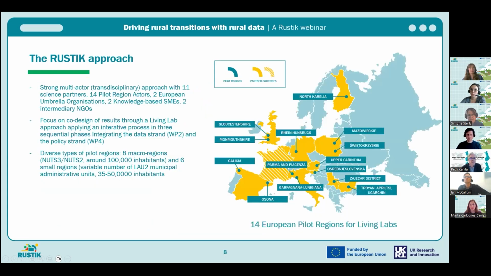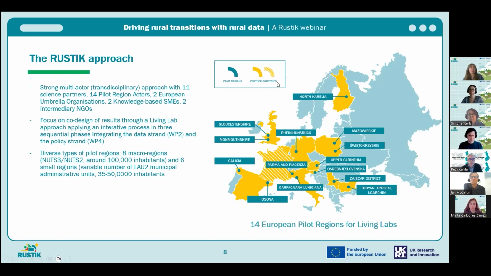So next slide, please. We have a very specific approach in the RUSTIK project. First of all, we have a very strong multi-actor or transdisciplinary approach, having 11 scientific partners, 14 pilot region partners, 2 European umbrella organizations, 2 knowledge-based SMEs, and 2 intermediate NGOs in the consortium, and a strong focus on co-design of results through a living lab approach, where we apply an iterative process in 3 phases. And this living lab approach integrates 2 strands, so the data strand on one side and the policy strand on the other side.